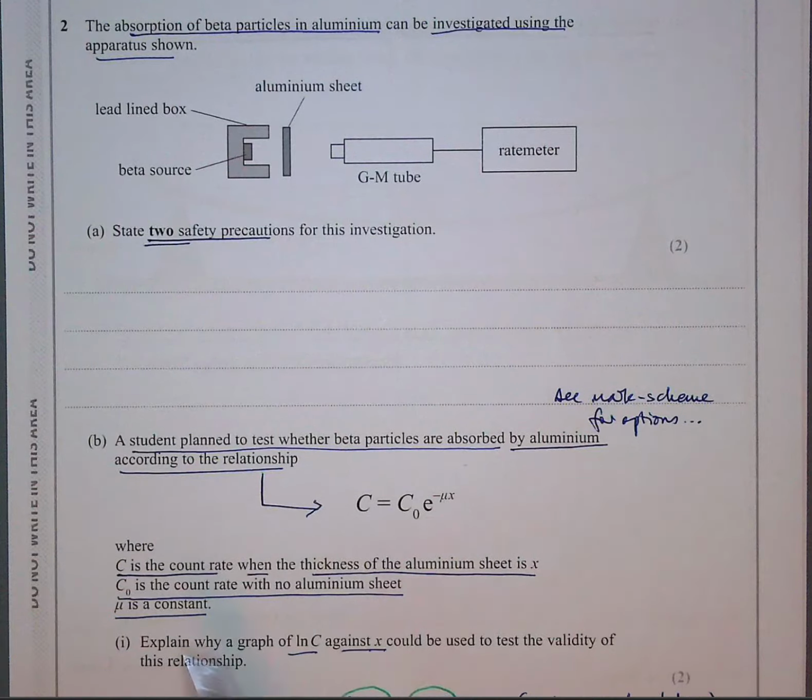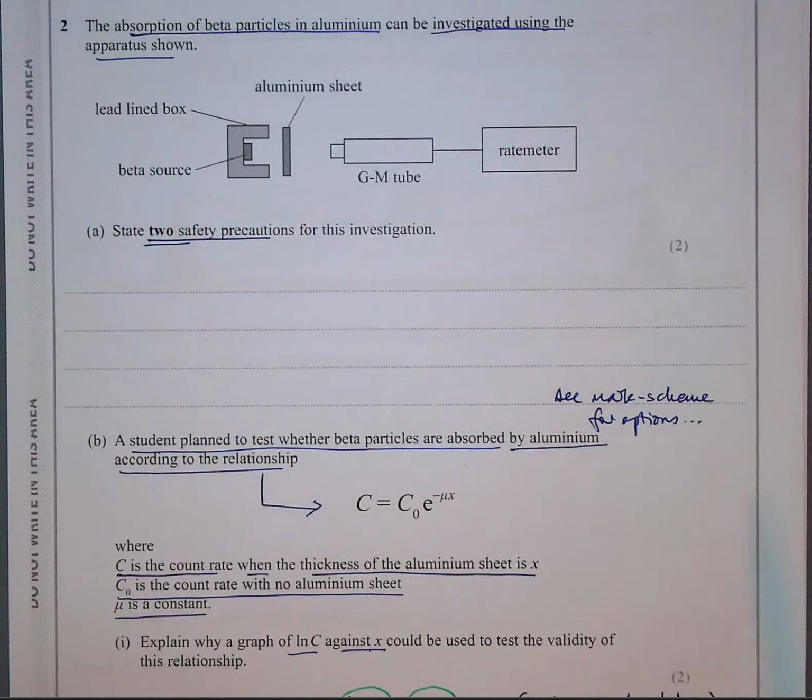So it tells you C is the count rate when the thickness of the aluminium sheet is x. Okay, so C depends on x. C naught is the count rate with no aluminium sheet, so that's the maximum count rate. And mu is a constant which can be determined by taking log graphs.